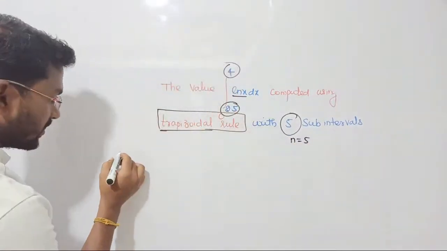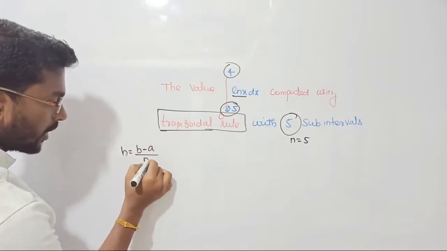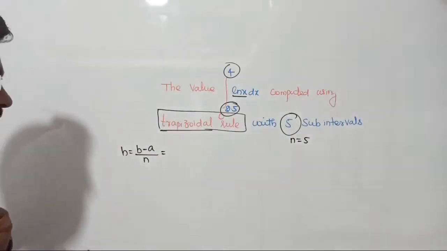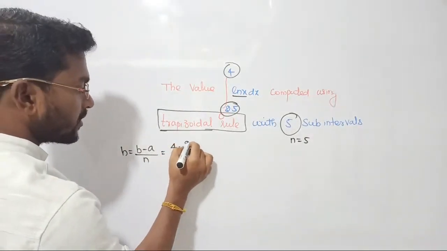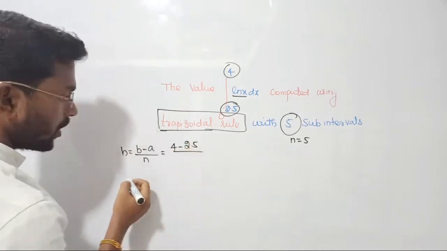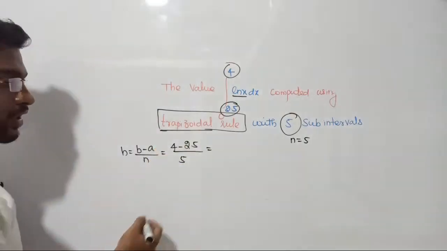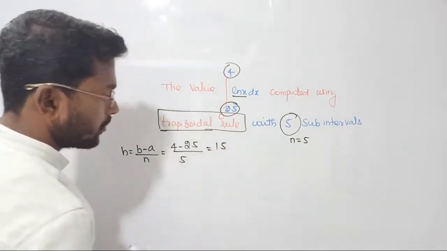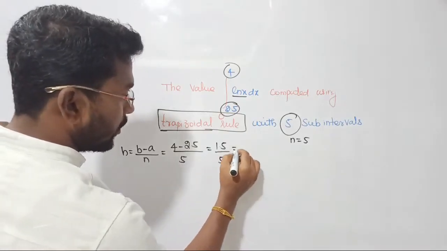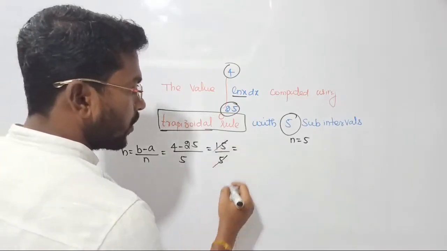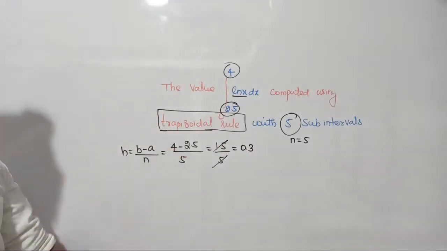Step size, let's see. Step size h is equal to (b minus a) upon n. n denotes the number of subintervals, right? So b is 4, a is 2.5, n is 5, such that 4 minus 2.5 will give you 1.5, divided by 5. Can you cancel it? Yes, that is going to be 0.3. So the step size h is equal to 0.3.